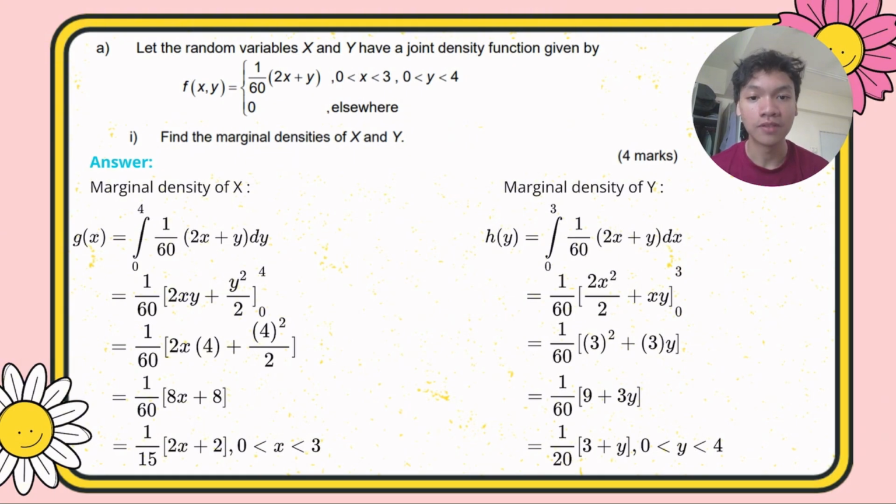So after integrating, we substitute the limit 0 to 4, and then we simplify the expression, and we get 1/15 (2x + 2), for x from 0 to 3. And next, the marginal density of y. We integrate f(x,y) with respect to x, and after integrating, we substitute the limit 0 to 3, and we simplify the expression, and we get 1/23 (3 + y), for y from 0 to 4.